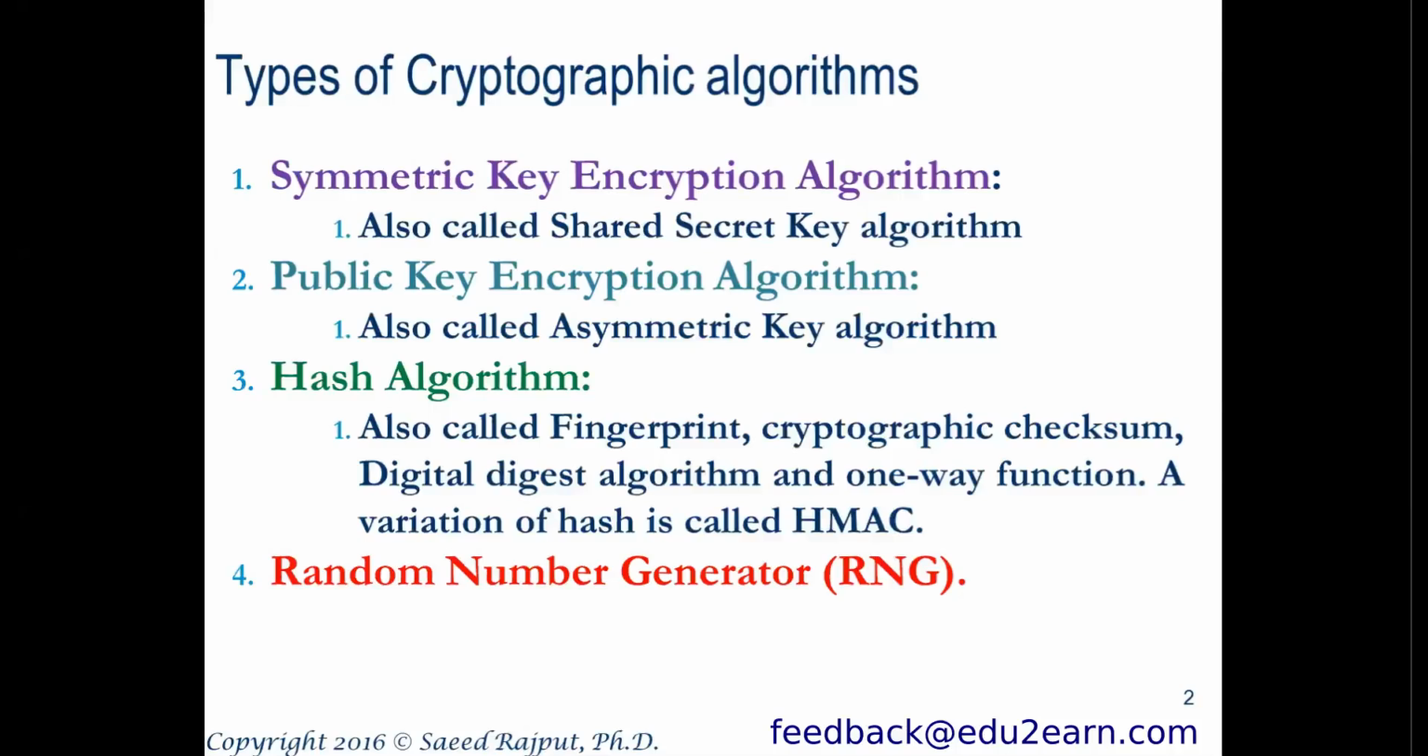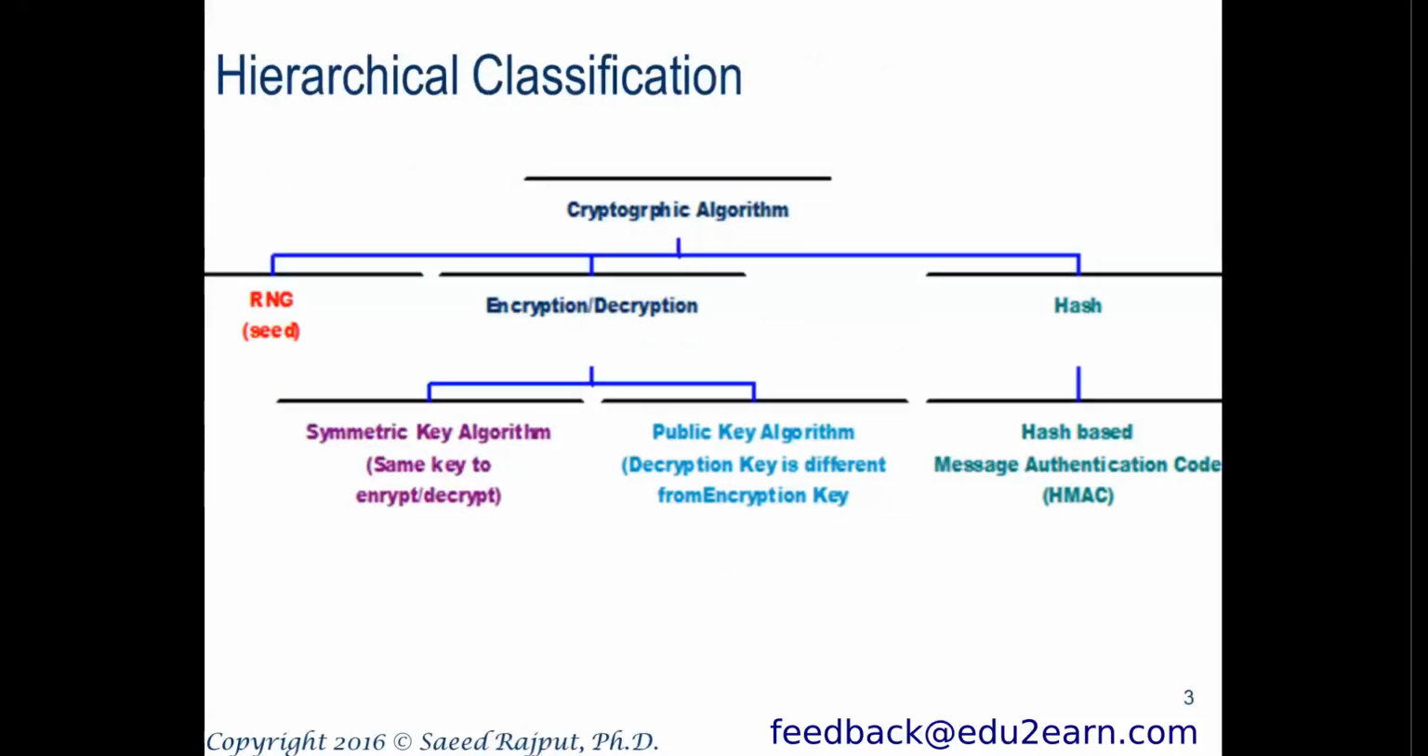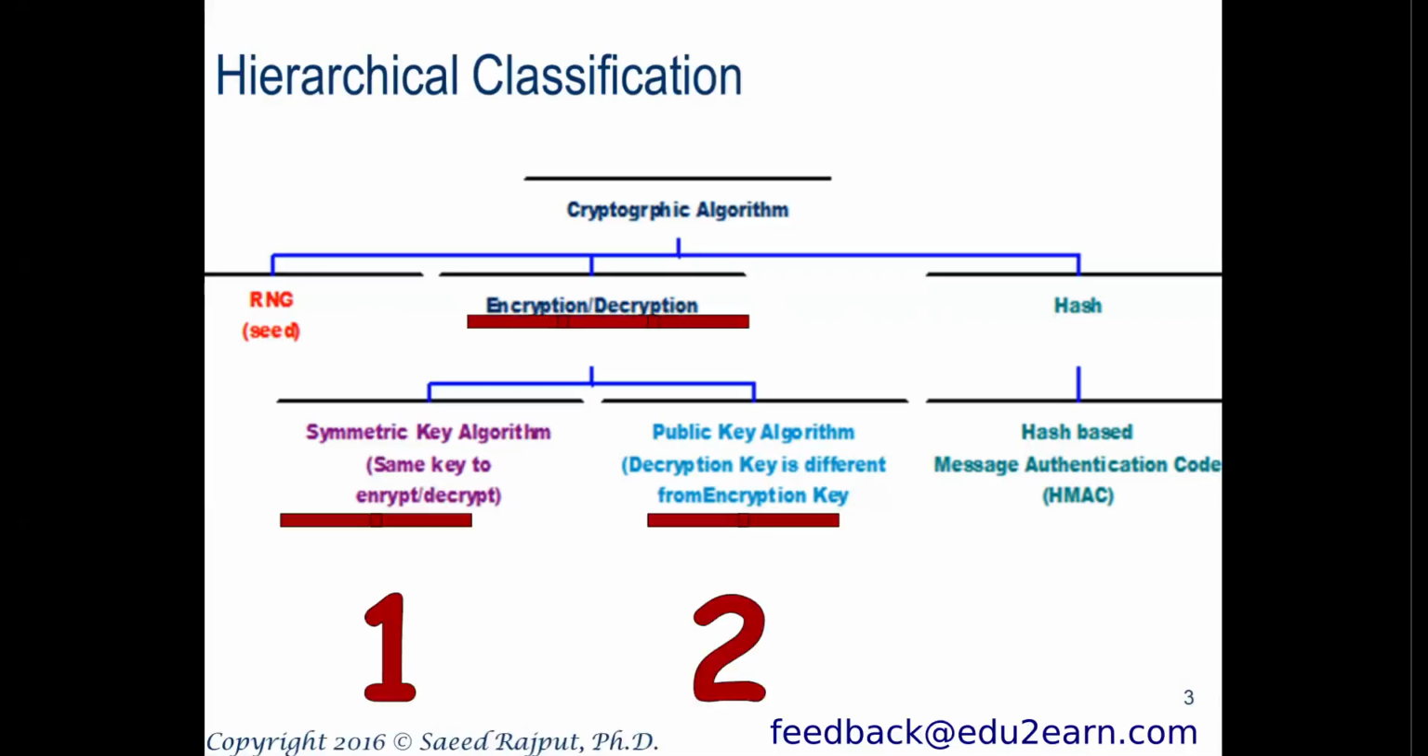Now we can look at their organization, the hierarchical classification of them. In this picture, you can see that on the top we have cryptographic algorithms. We can broadly categorize it into 3 different categories. On the left, you see a random number generator. Then we have the encryption-decryption algorithm. Finally, we have the hash. Encryption-decryption can be further classified into 2 categories: the symmetric key algorithm and the public key algorithm.